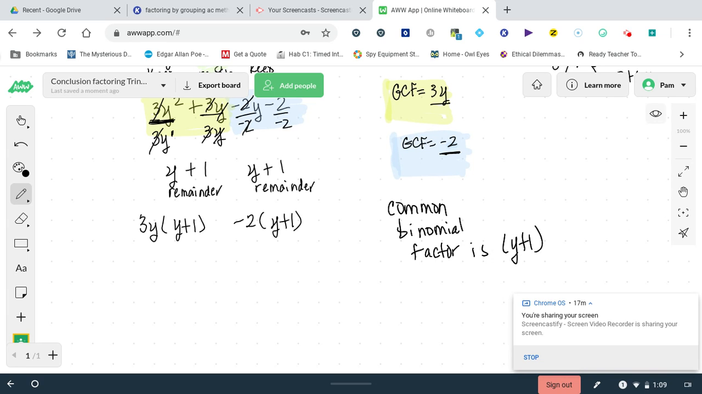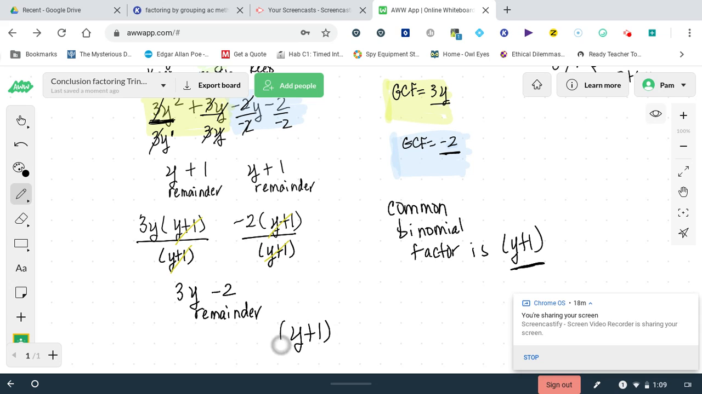So anytime you have something in common, you just go ahead and divide by y plus 1. Divide by y plus 1. These are going to cancel. So we're left with 3y minus 2 as a remainder. Well, it's the remainder after I divided by what? After I divided by y plus 1. So therefore, I put y plus 1 with the remainder 3y minus 2. Okay, but I'm not finished.